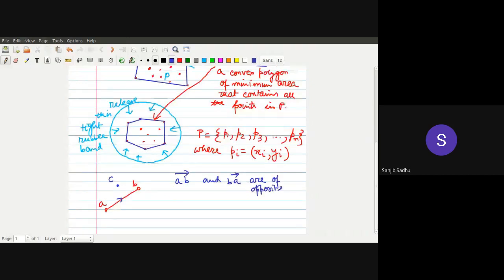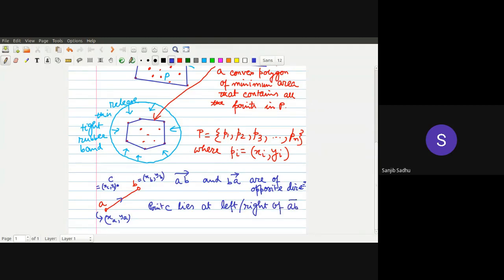Now, with respect to AB, whether point C lies on the left or right, each coordinate is given. Say A is XA, YA, and B is XB, YB. These are given. Now you have been asked to compute whether C lies at the left or right. The question is, does the point C lie at the left or right of AB?